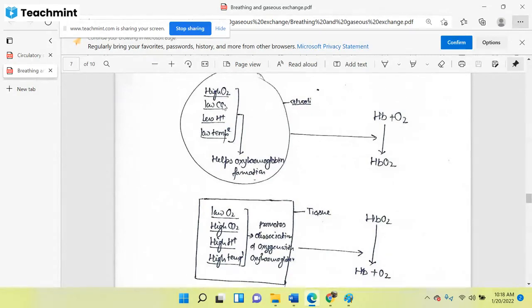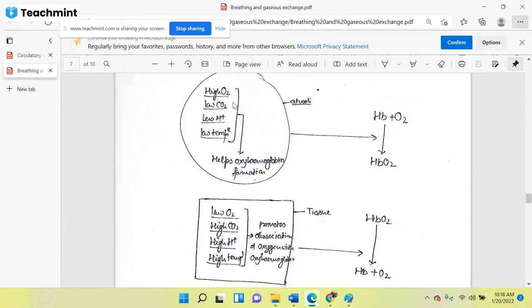You just see what those conditions are. High O2. I told you the important role is played by the partial pressure of oxygen. So in alveoli, this condition is there which helps the oxyhemoglobin formation. When hemoglobin binds with oxygen, then this hemoglobin will be called oxyhemoglobin. This condition will promote the binding of oxygen with hemoglobin. So what would be the conditions?